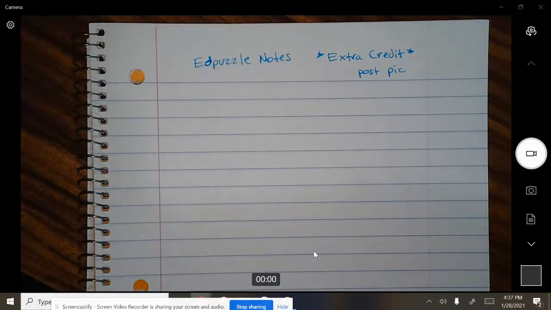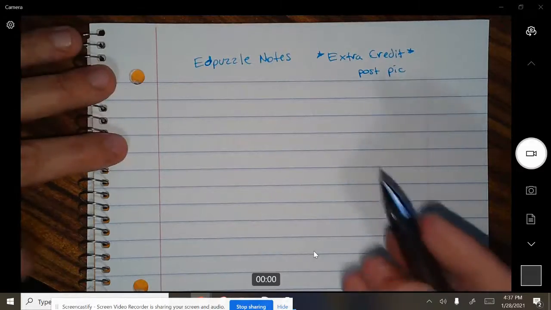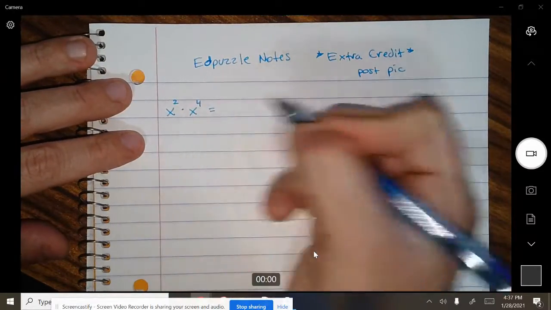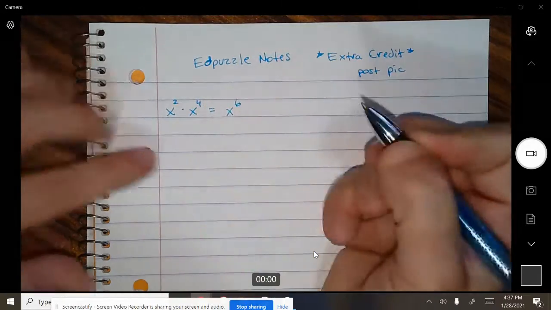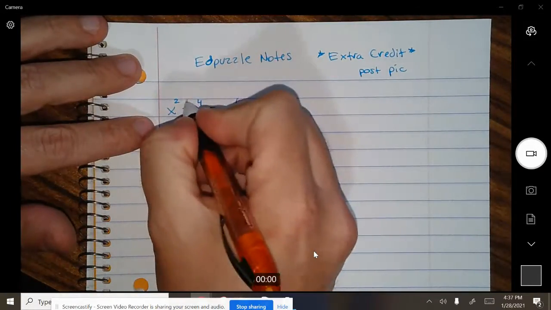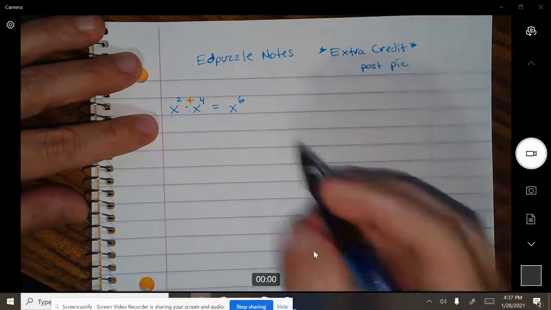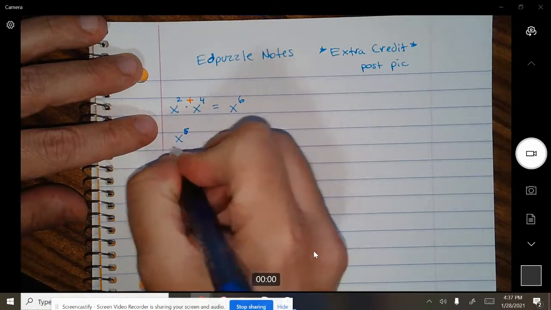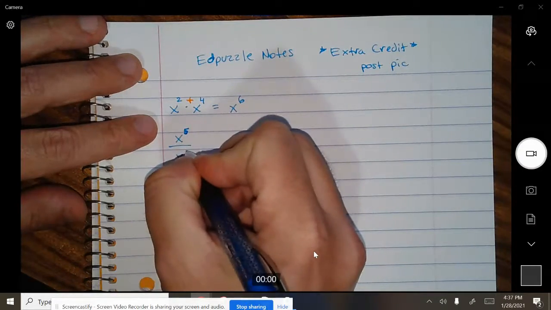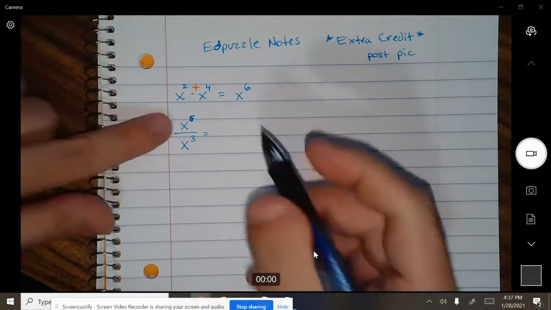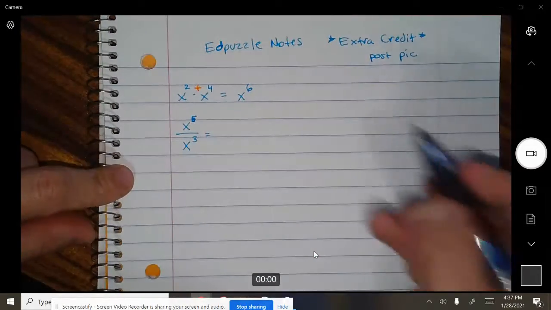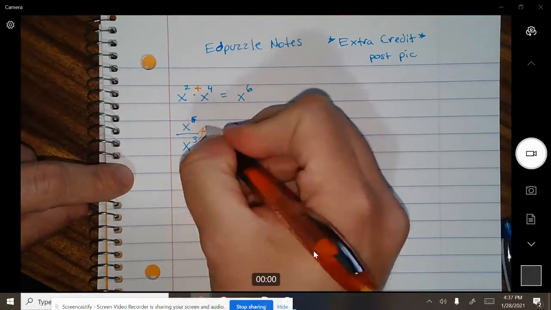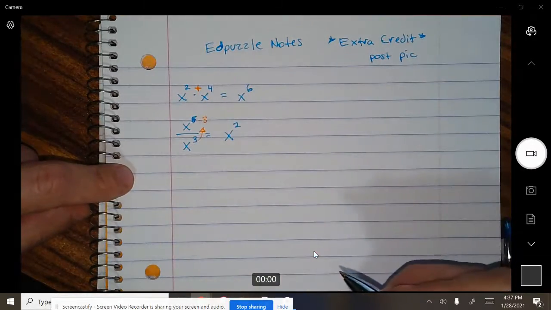So this next week, let's just review again real quick. We learned that our rules are super important that we get a hang of it. So this is going to be x to the 6. We're going to add. Oops, that's a 5. All right, that's a 5. Okay, so then we're dividing here. So what's going to happen here? We'll have x squared. Why is that the case? Because you're going to subtract 3.